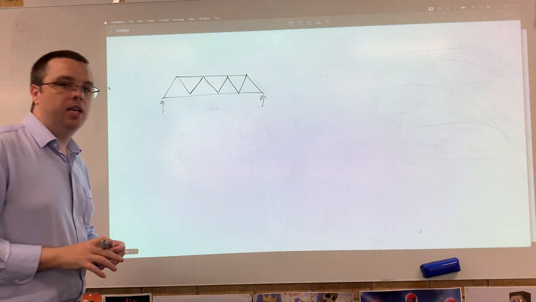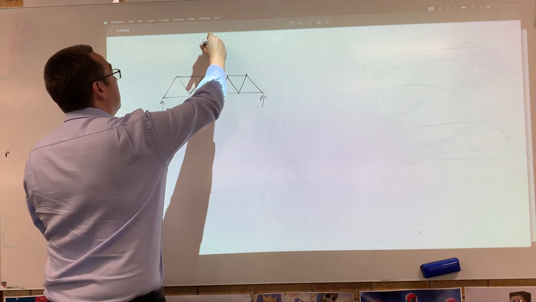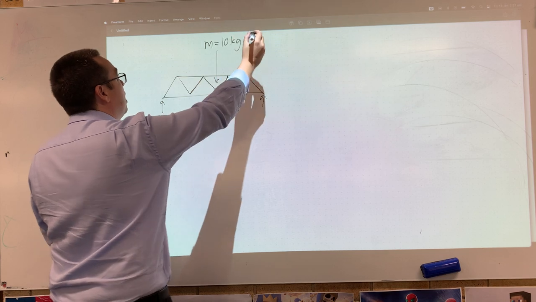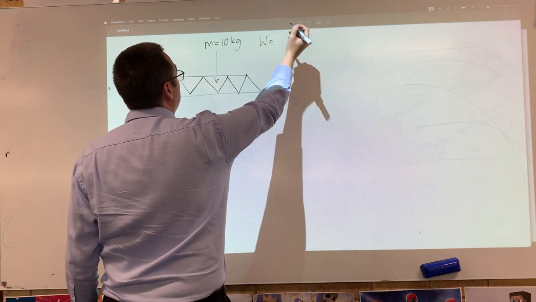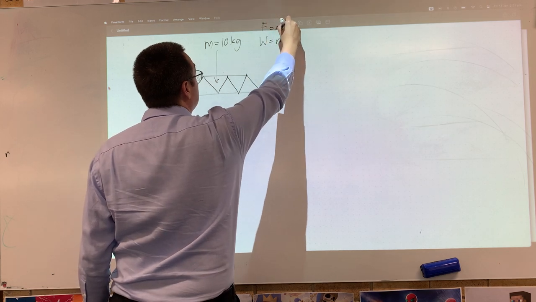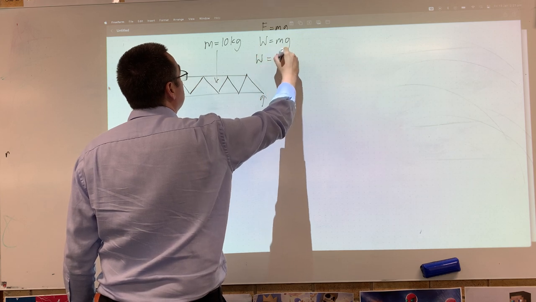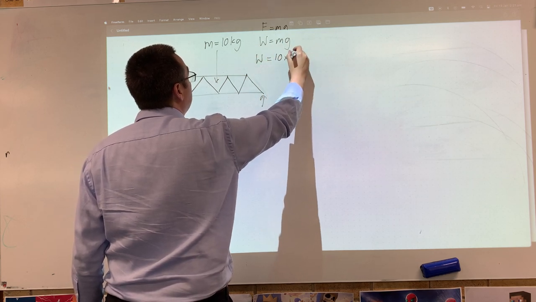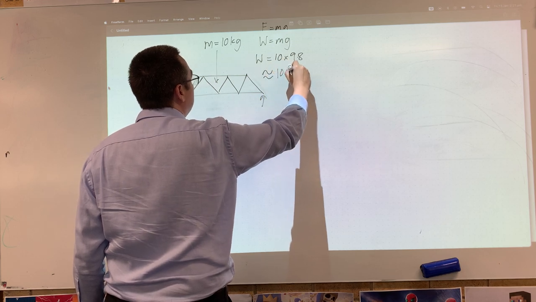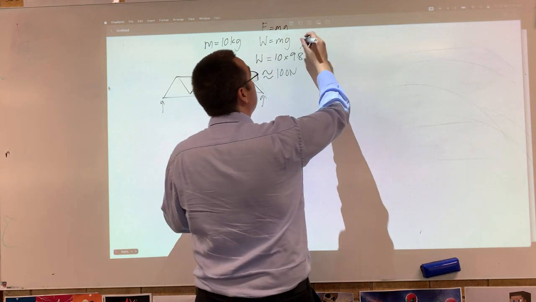For the sake of argument, we'll say that it's got a mass equal to 10 kilograms. So therefore, the weight, which is a type of force, equals mass times gravity, or force equals mass times acceleration. The force is going to be 10 times gravity, and the answer is actually 9.8, but we're going to say it's close enough to 100 newtons.